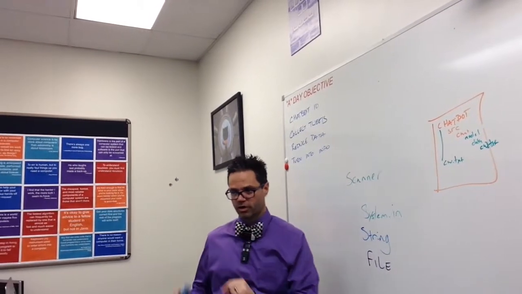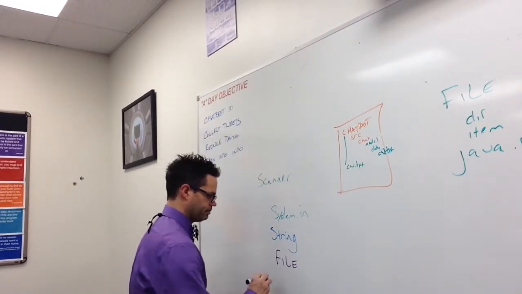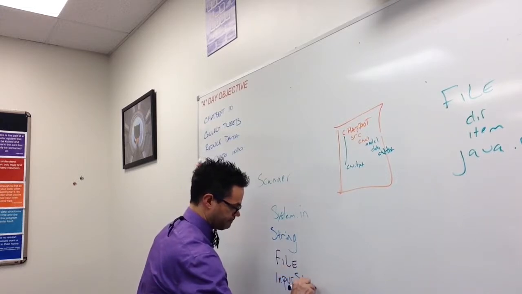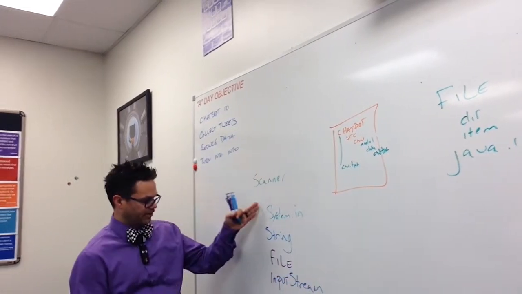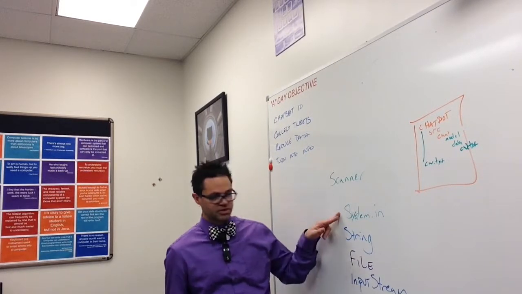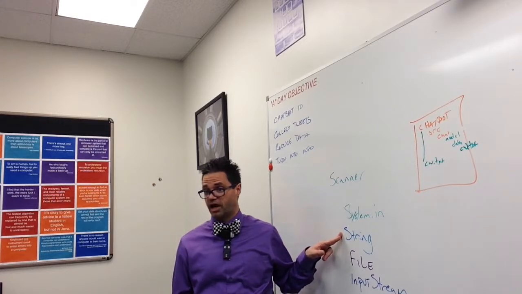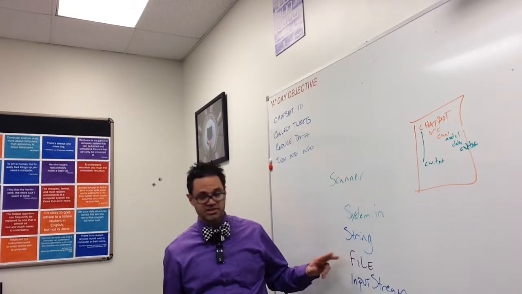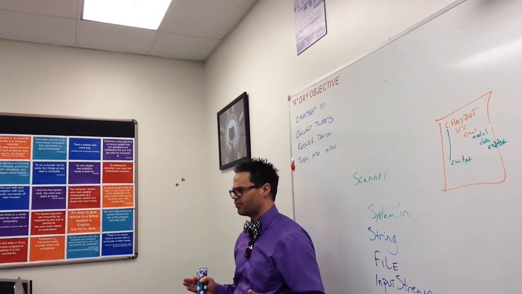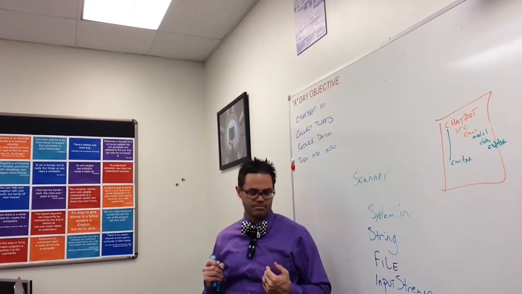But wait, there's more. We can also open up an input stream. And if you notice, all these are capitalized. These are all different things that are inside Java we can use. So System.in is for keyboard input. String is so we can parse out a string using a scanner and all of its methods. A File is how we open files. We can read a file that's text. Now this is only text files. We can't read image files with a scanner. Sorry, there's not the text we want to read inside them.